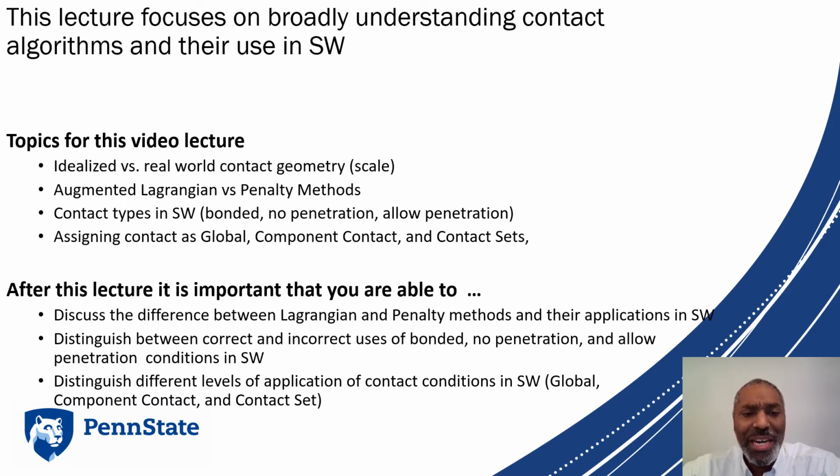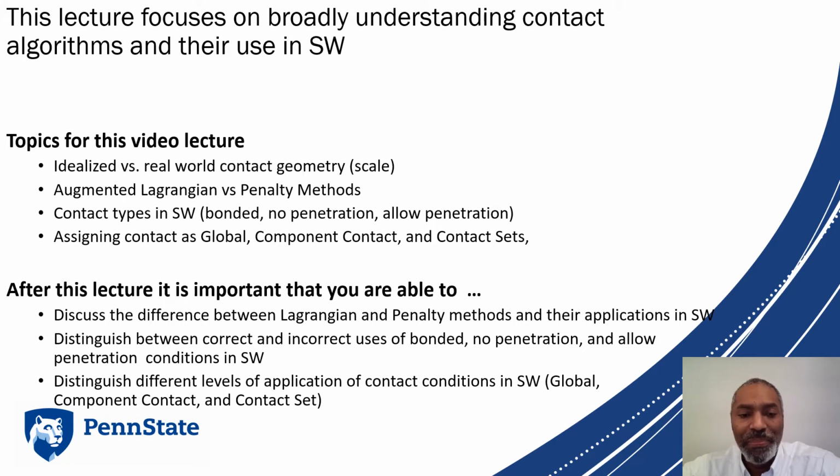In this lecture, our topics are idealized versus real-world contact geometry, which I'll talk about as just a matter of scale, just for your interest and edification. We'll also talk about the difference between what's called augmented Lagrangian and penalty methods. That'll be important for how we do contact in different types of analyses. We'll also talk about contact types in SolidWorks. This is probably the most important part. Three different ones: bonded, no penetration, and the allow penetration type. And then finally, how we assign contact is either global, component contact, or within contact sets.